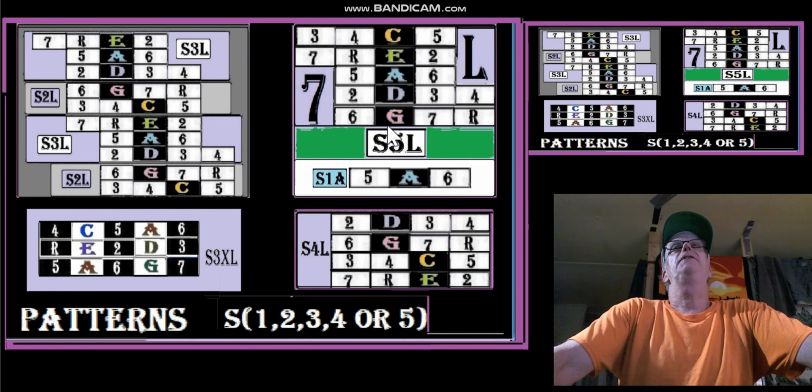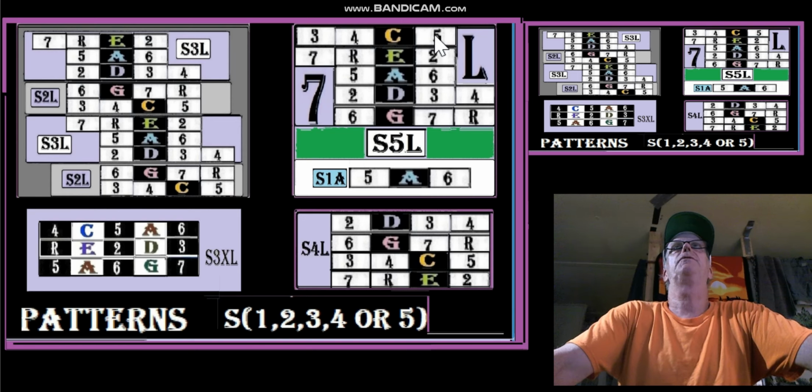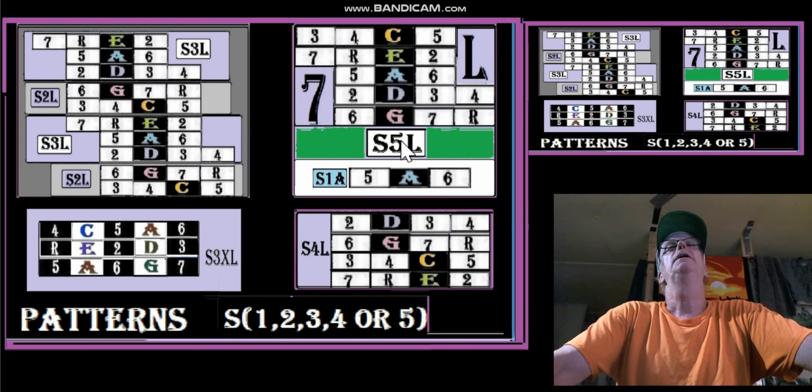This is the S5L. It's 6, 7, root, 2, 3, 4, 5, 6, 7, root, 2, 3, 4, 5. So when it says S5L on the keyboard, on the fretboard, you know this is what you're going to play. When it says S3L, you're going to play 2, 3, 4, 5, 6, 7, root, 2.